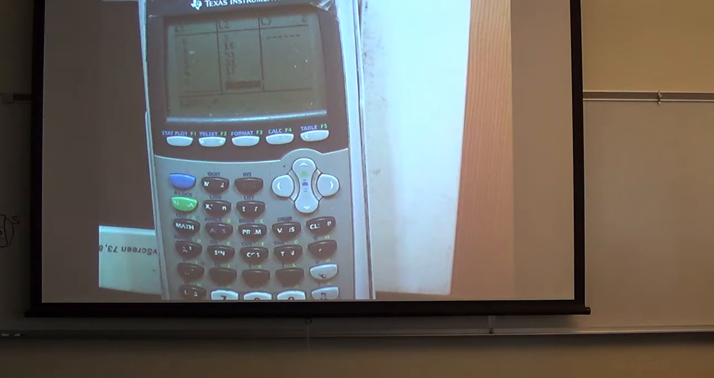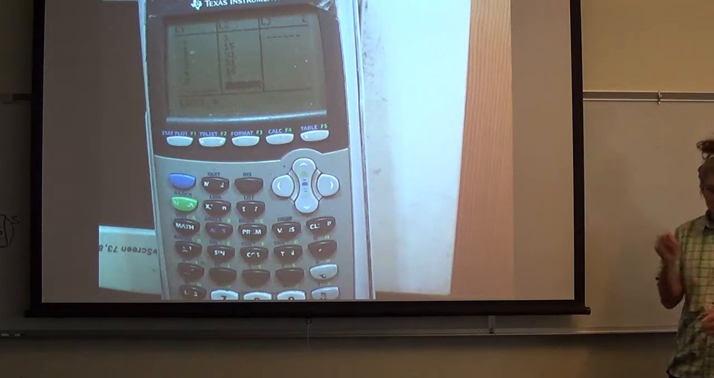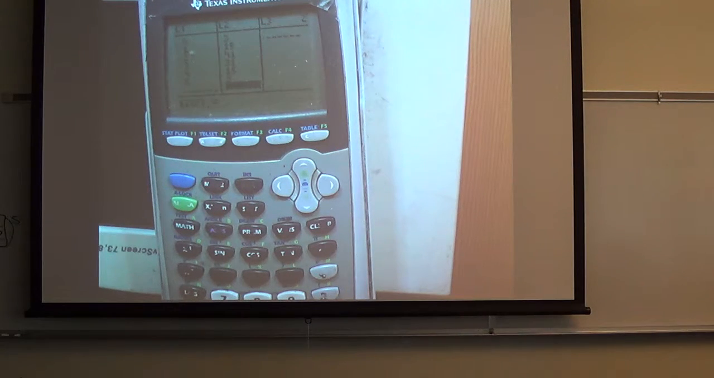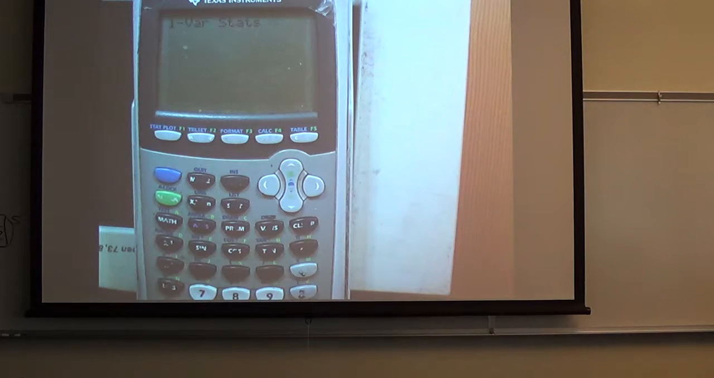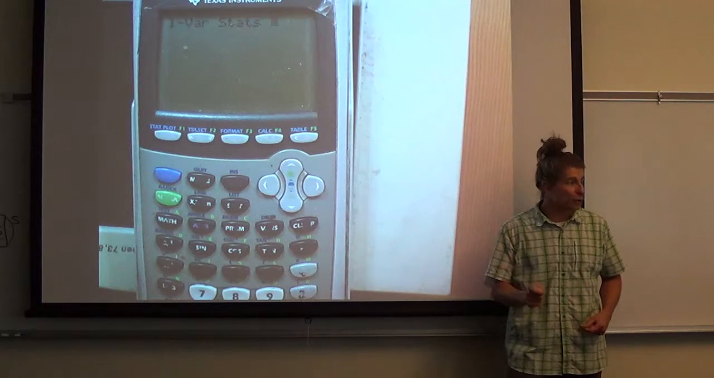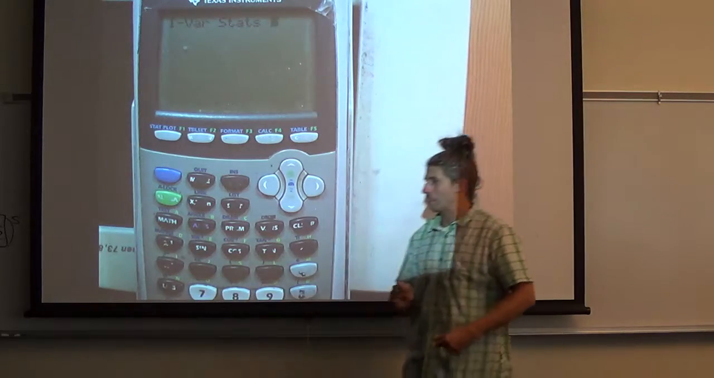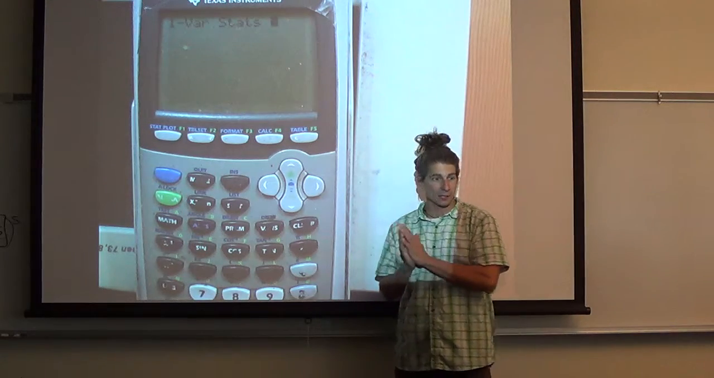Once your data's in, it's just a matter of running what's called 1-Var Stats. So press your stat button again. Over to calculate. 1-Var Stats. Now what you don't want to do right now is press enter. Because if you do, it's only going to average list 1. It's not going to average list 1 with list 2 as the weights.